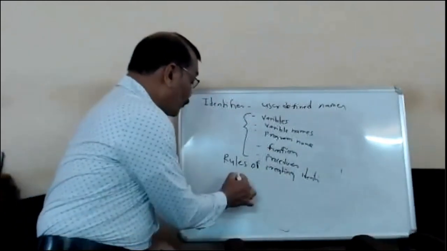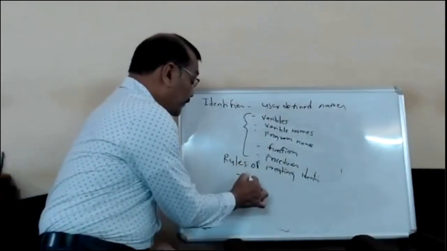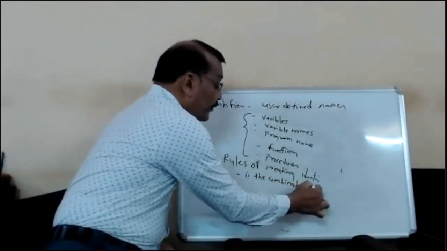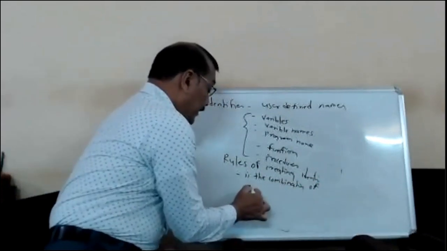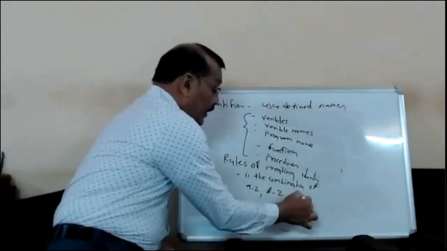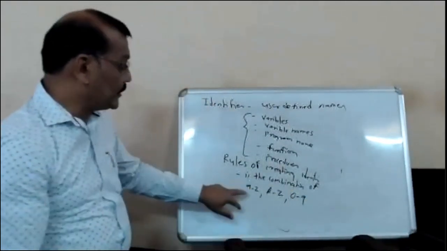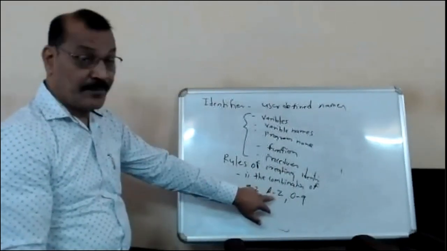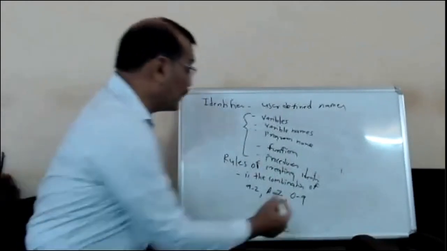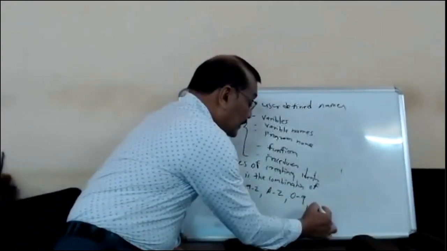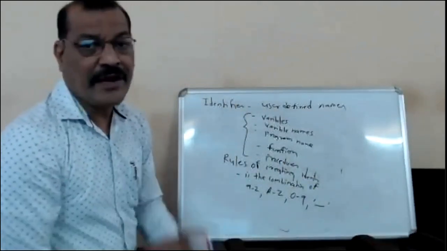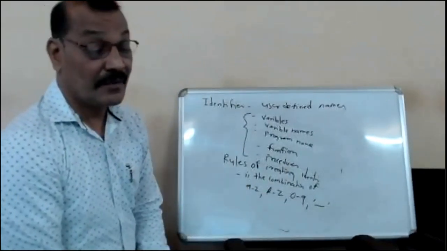All of you know that it is a combination of A to Z small case letters, A to Z uppercase characters, 0 to 9 digits, and one special character, that is the underscore. You must use these while creating all the names. Second is there.